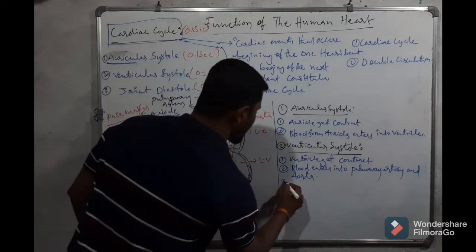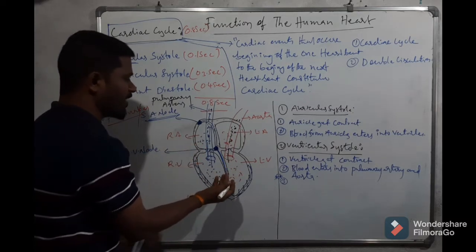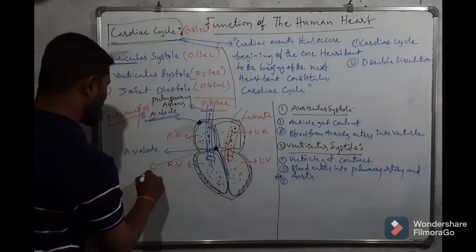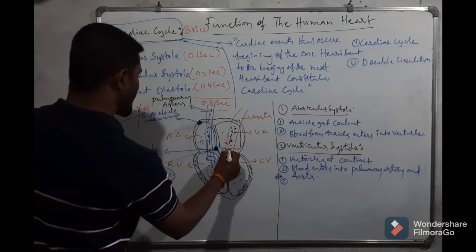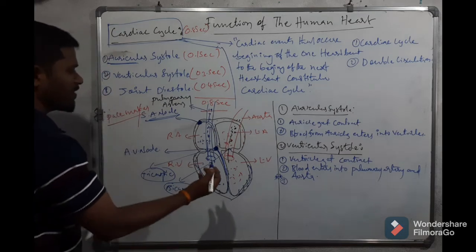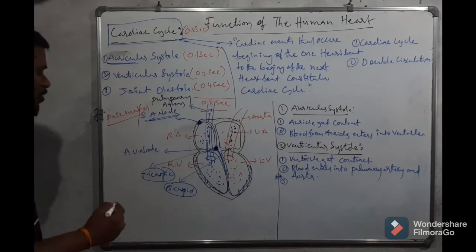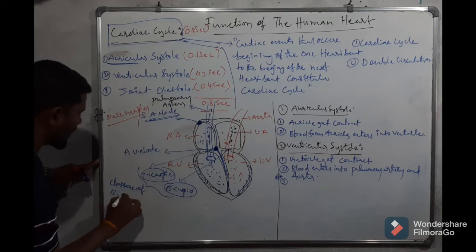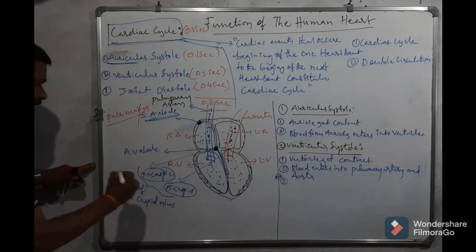In the third step, which is very important, when the ventricles contract, the blood creates pressure on the tricuspid and bicuspid valves. Here is the tricuspid valve, and on the left side is the bicuspid valve. The pressure of the blood in the ventricles causes the closure of the tricuspid and bicuspid valves.